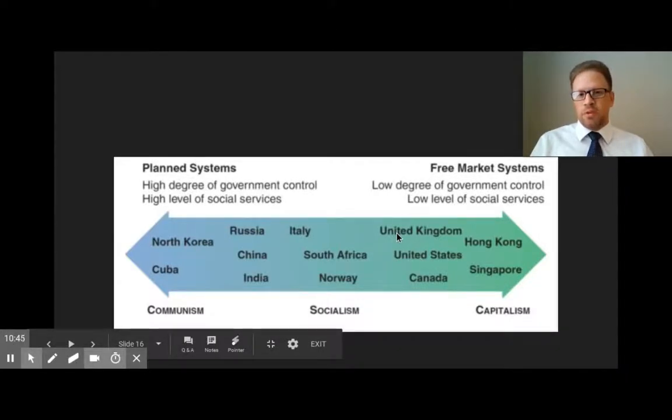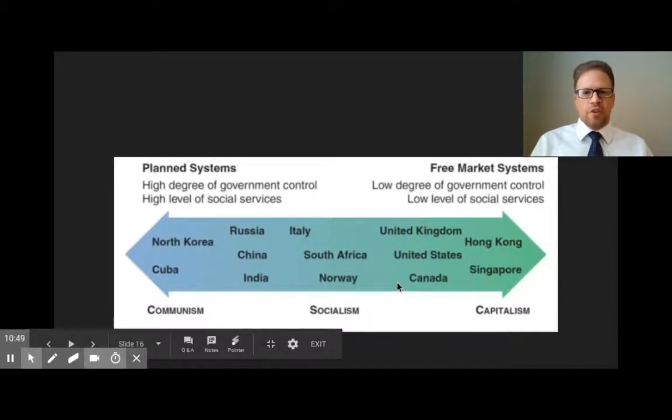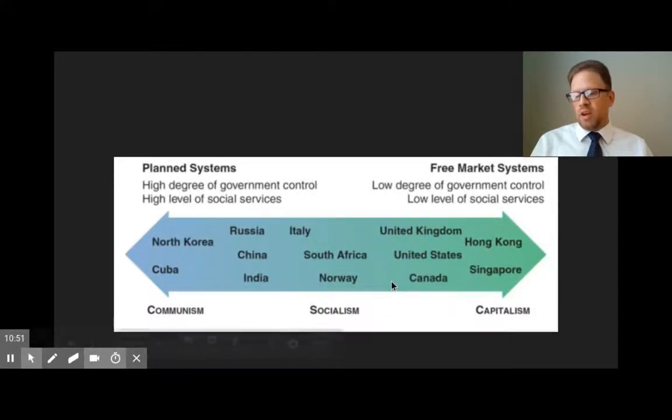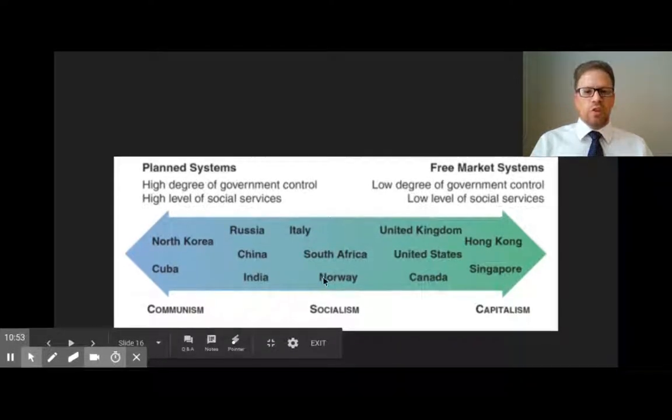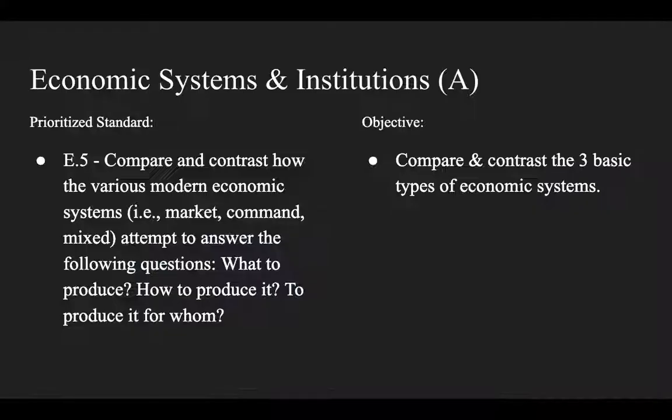Some common examples: Canada is considered more socialist. France is more socialist. Sweden's more socialist. Norway. As you can see, there's a lot of different places on the spectrum.